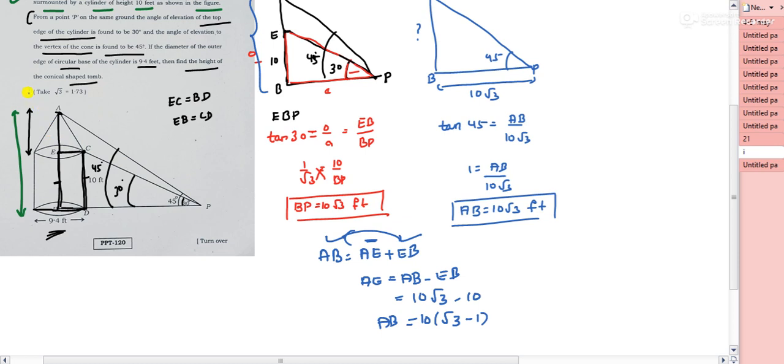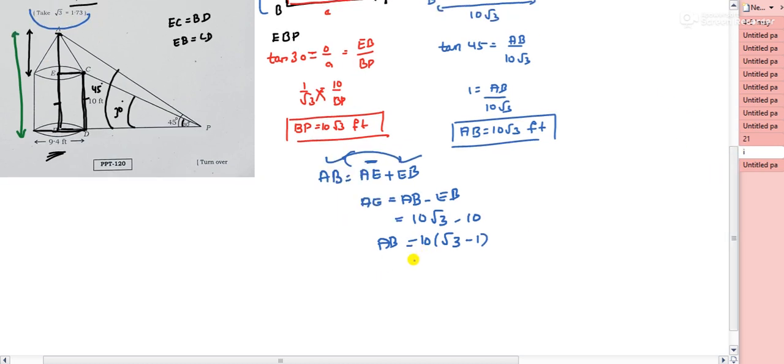But they have given to take root 3 as 1.73, so you have to solve this as well. So 10 into 1.73 minus 1. So 10 into what is this? It is 0.73. On solving this, we'll get 7.3 feet. What is this? The value of AE. This is not AB, this is AE.